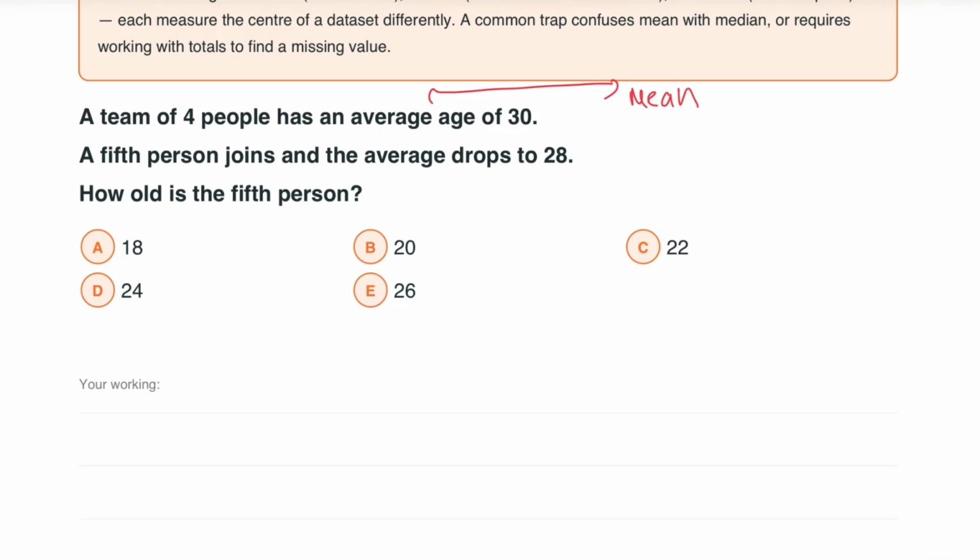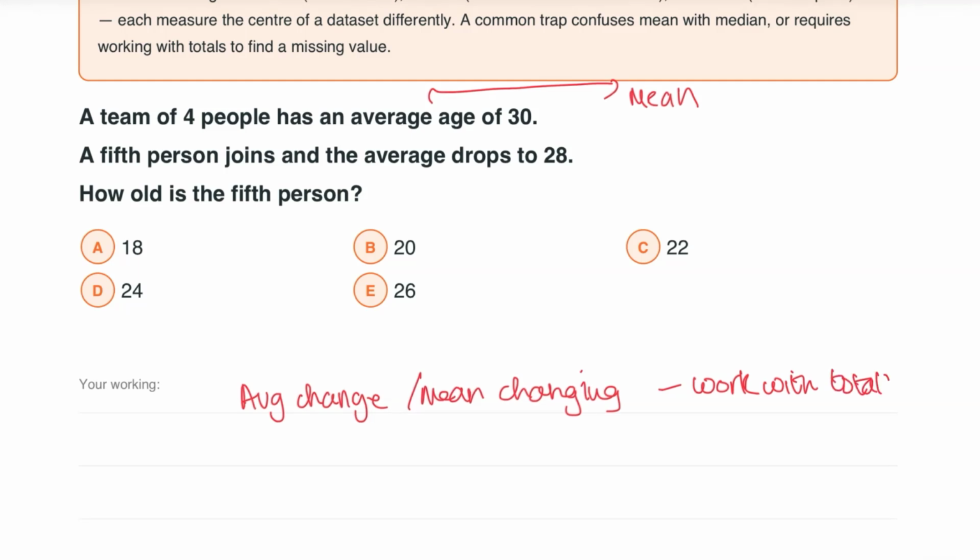Now let's go through the answer together. Remember, the average is changing here. If the average is changing, that means your mean is changing. And the trick here is you want to work with your totals. Work with totals, not the averages you're getting, because that's misleading. So what is the original total?